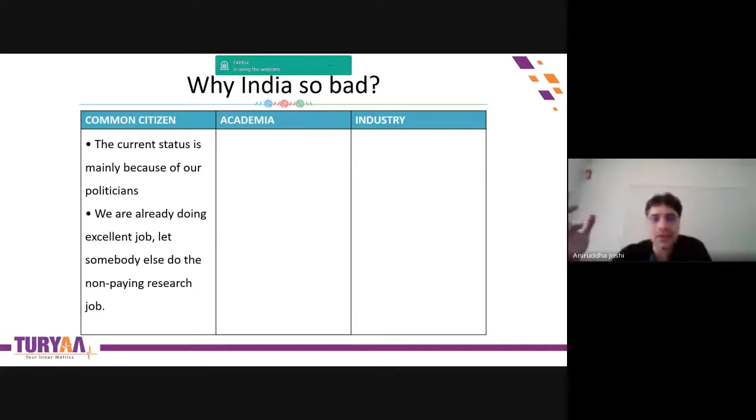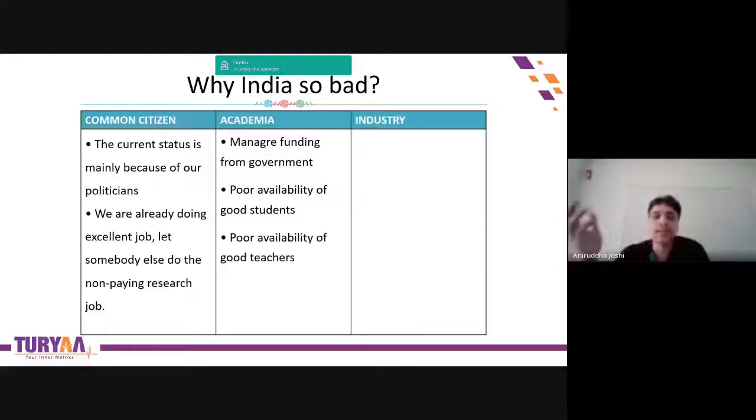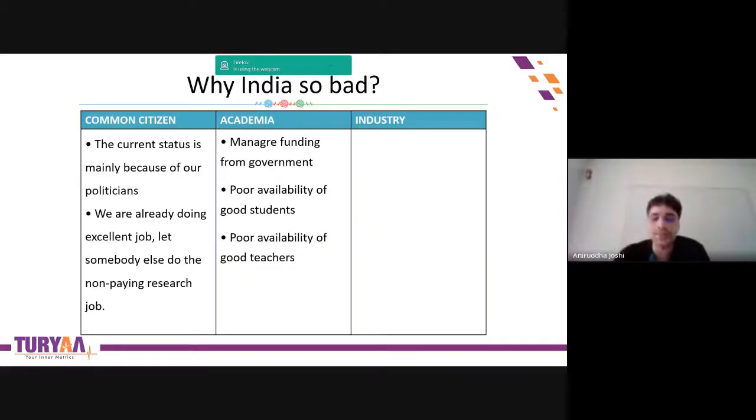The academia people are always complaining that we are not getting funds from the government. Then they say that we do not have good students. We never get good students. Good students always go to some other college and so on. These are from the faculties, but the HODs also say that we do not get good teachers, or the students say we do not get teachers. It's always a blaming game.